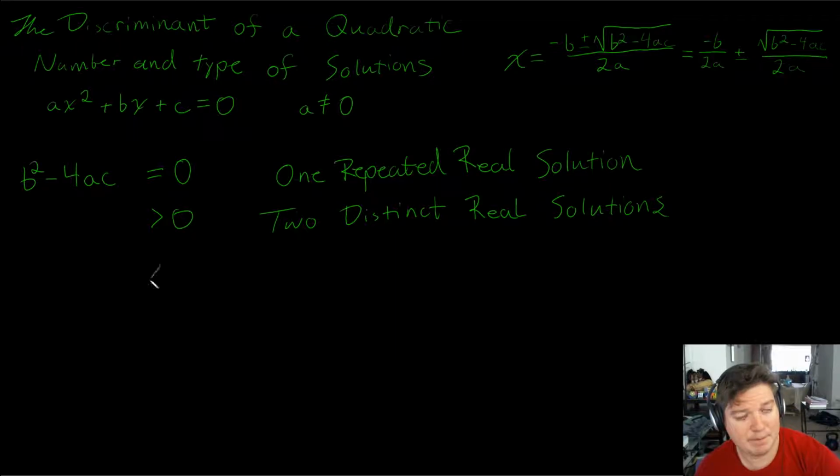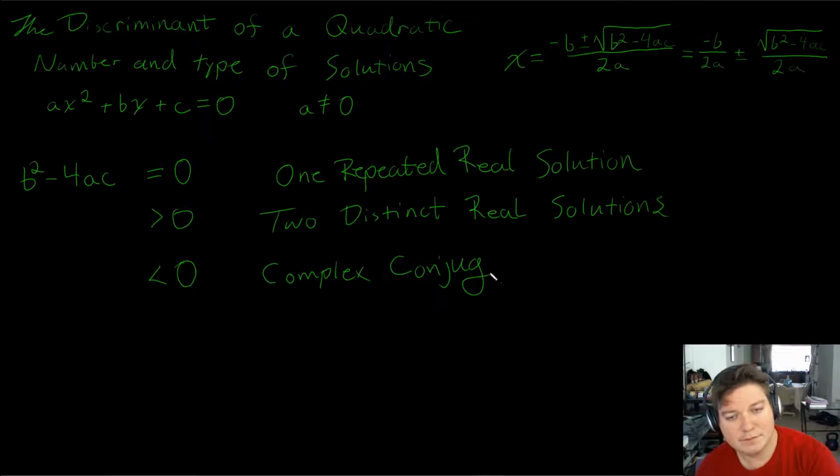And finally, if it's less than 0, just going back over here to the quadratic formula, we have negative b over 2a plus or minus the square root of a negative number. Well, the square root of a negative number is an imaginary number. It's i times the square root of whatever. So this is going to get what we call complex conjugate solutions.